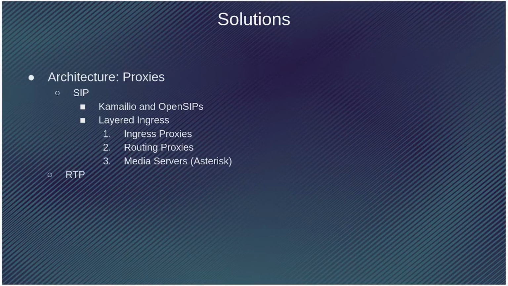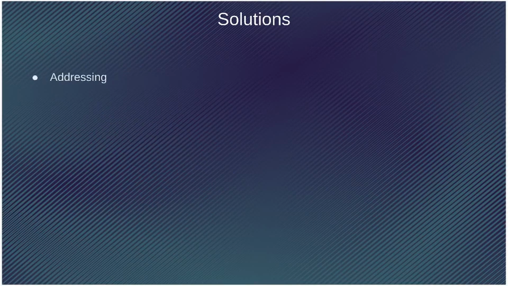For RTP proxies, you generally only need 2 layers: ingress proxies and media servers, since you don't generally need to perform many additional manipulations of RTP before hitting those media servers. Proxies let us reduce our address requirements, but we still have to address addressing. There are a few ways to do this.